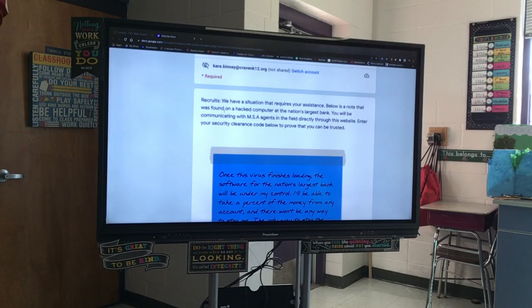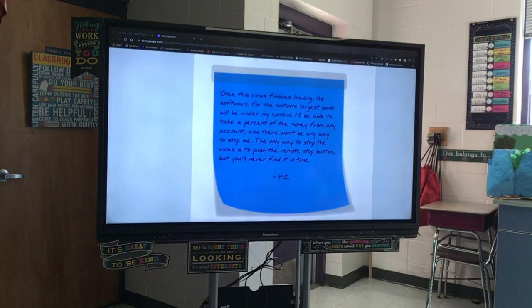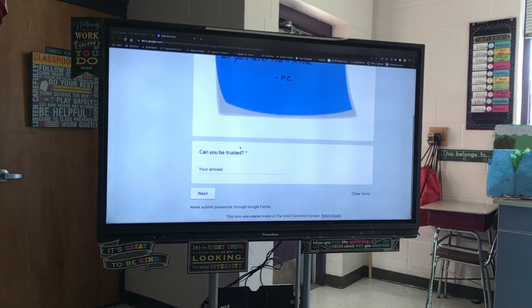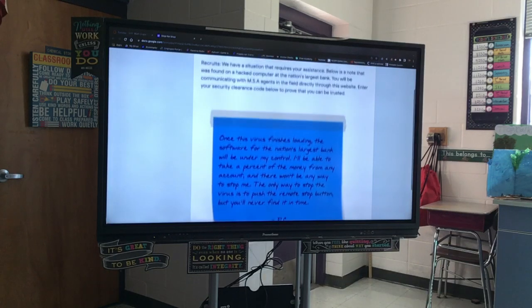It says we have a situation that requires your assistance. Below is a note that was found on a hacked computer at the nation's largest bank. You'll be communicating with MSA agents in the field directly through this website. Enter your security clearance code below to prove that you can be trusted. It goes through, and you move forward.